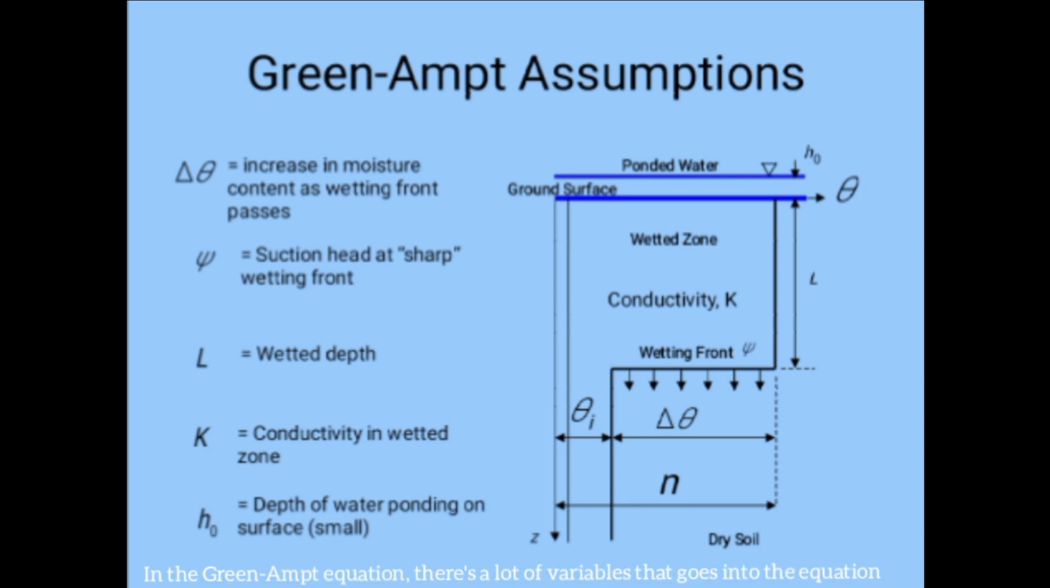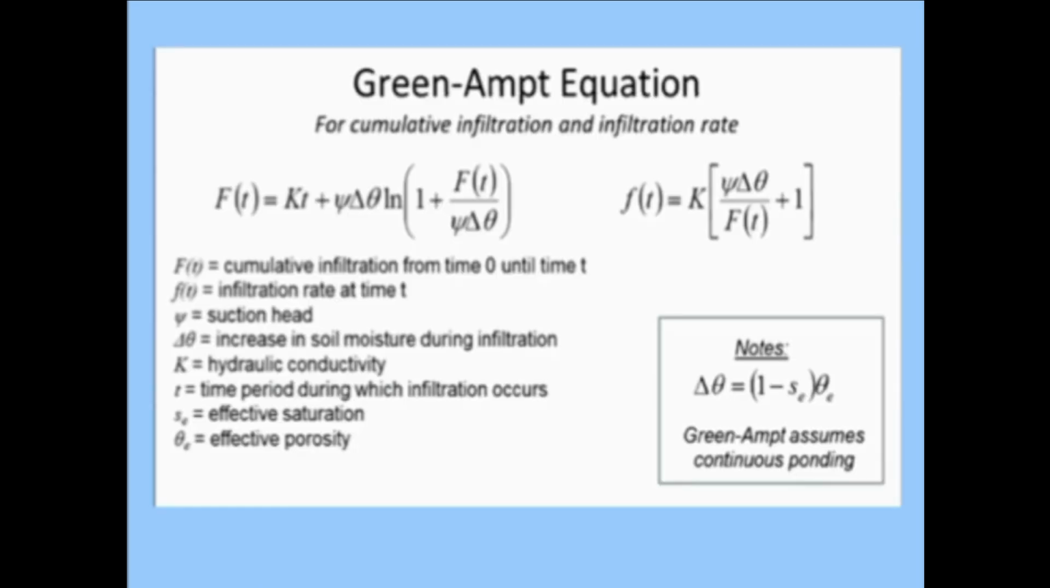In the Green-Ampt equation, there are a lot of variables that go into the equation. Big F of t is equal to the cumulative infiltration from time 0 until time t. Small f of t is the infiltration rate at time t. Suction head is the pressure that the water experiences as it's being drawn down through the soil. Delta theta is the increase in soil moisture during infiltration. K is the hydraulic conductivity. t is the time period during which infiltration occurs.